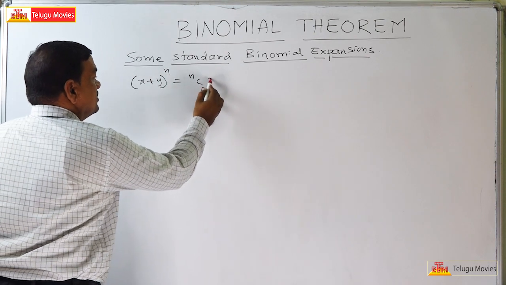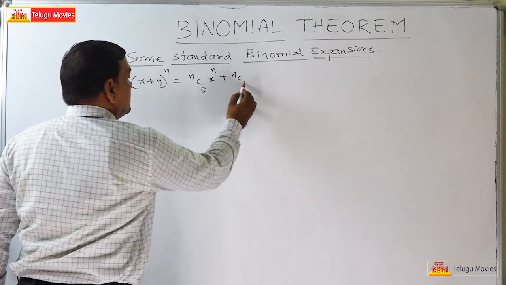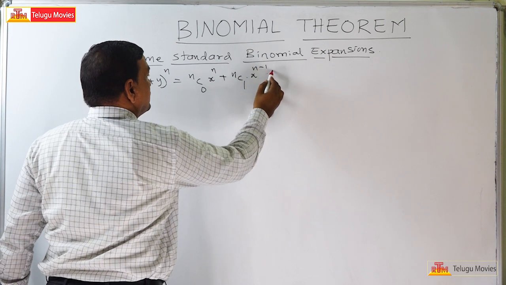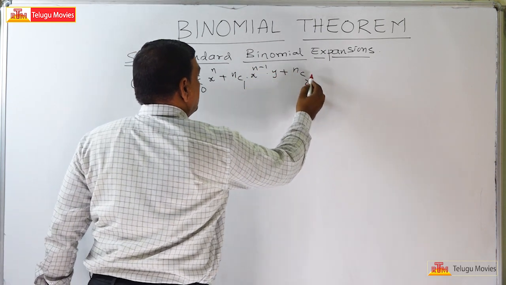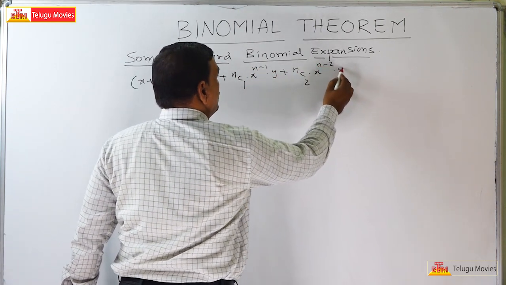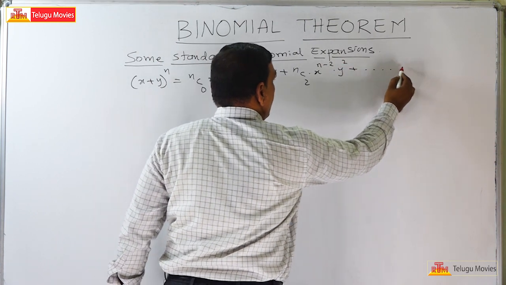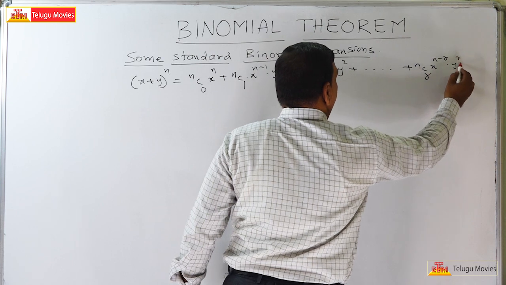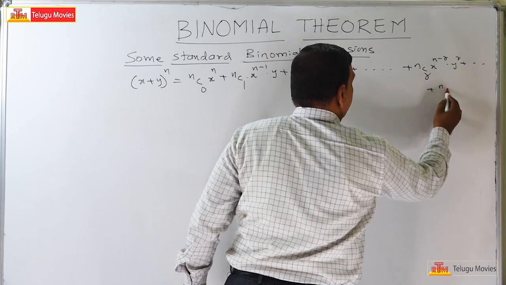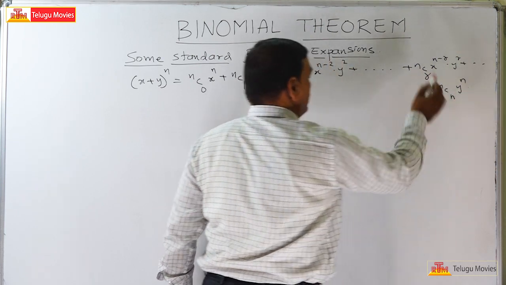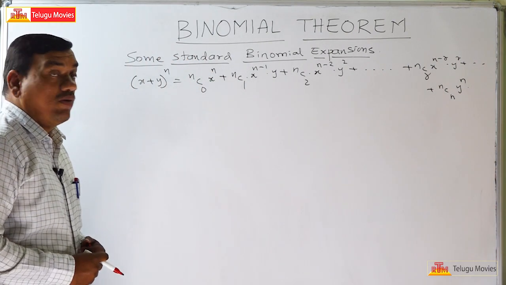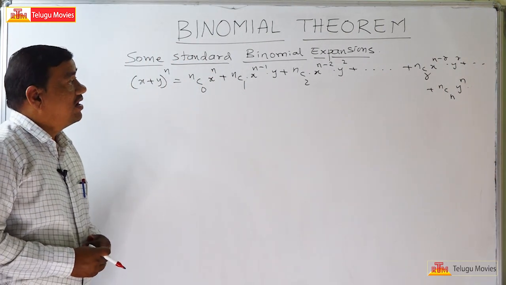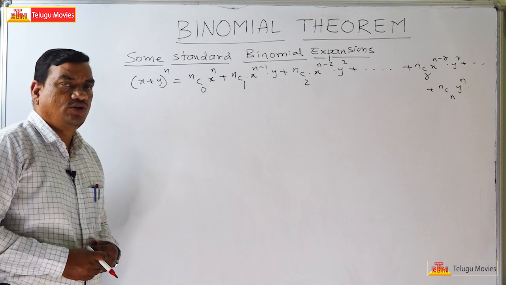So this is nC0 x^n plus nC1 x^(n-1) y, plus nC2 x^(n-2) y^2, plus so on, nCr x^(n-r) y^r, plus so on, nCn y^n. This is the binomial expansion formula given by the great mathematician Isaac Newton, right.